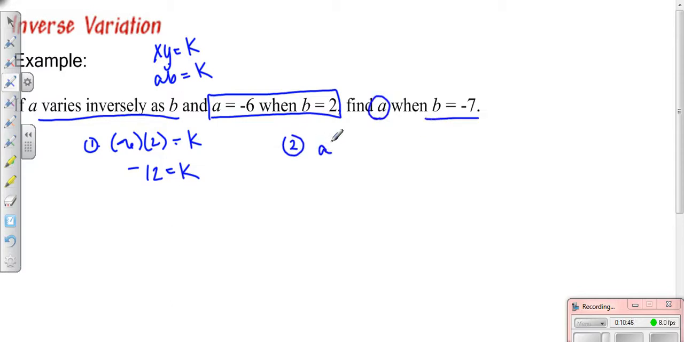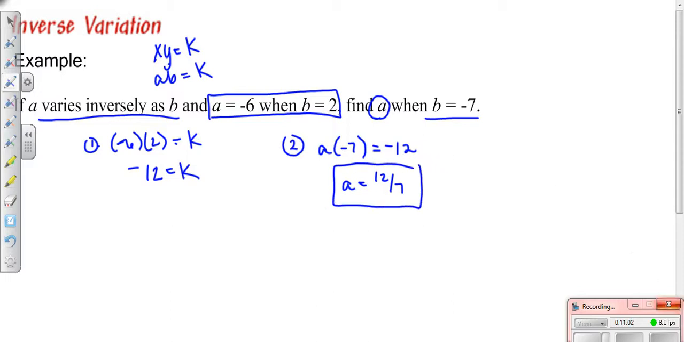So I don't know A. I know B is -7, and it has to equal k, which is -12. Divide both sides by -7, and A is 12 over 7. And you can go ahead and leave it just like that.